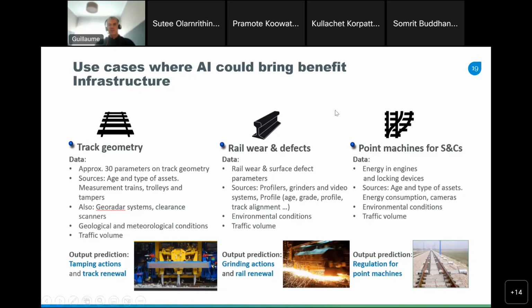The next use case is about rail wear and defects. You have the same kind of information. The data should be rail wear and surface defect parameters. And the sources and measurement tools should be profilers, grinders and video systems like fixed CCTV, the profiles, age, grade, profile, track alignment.